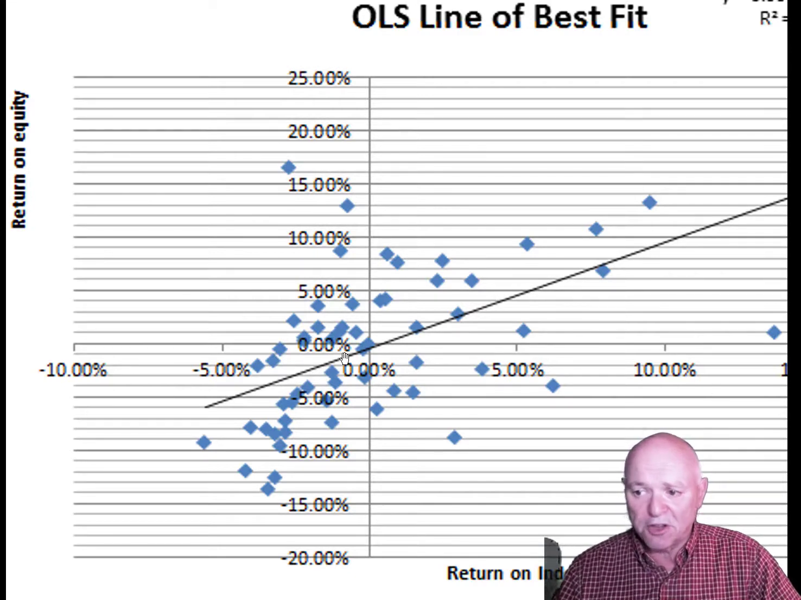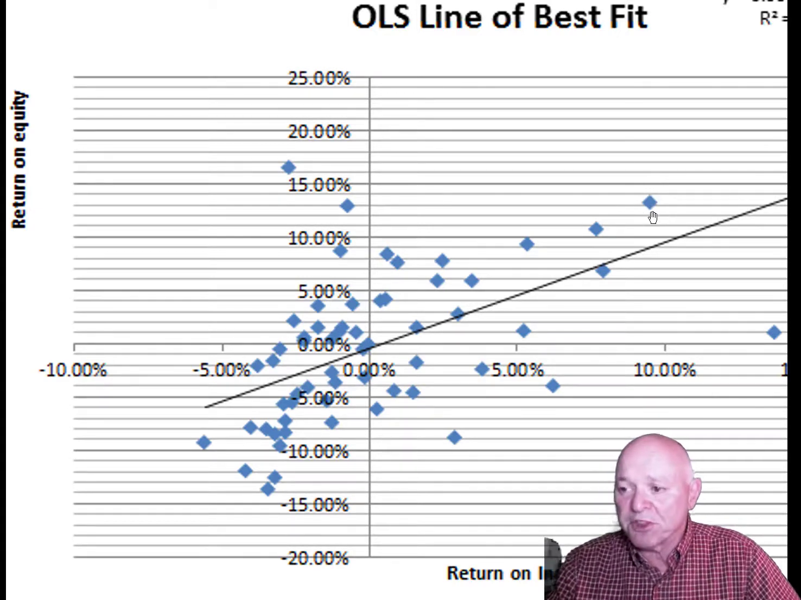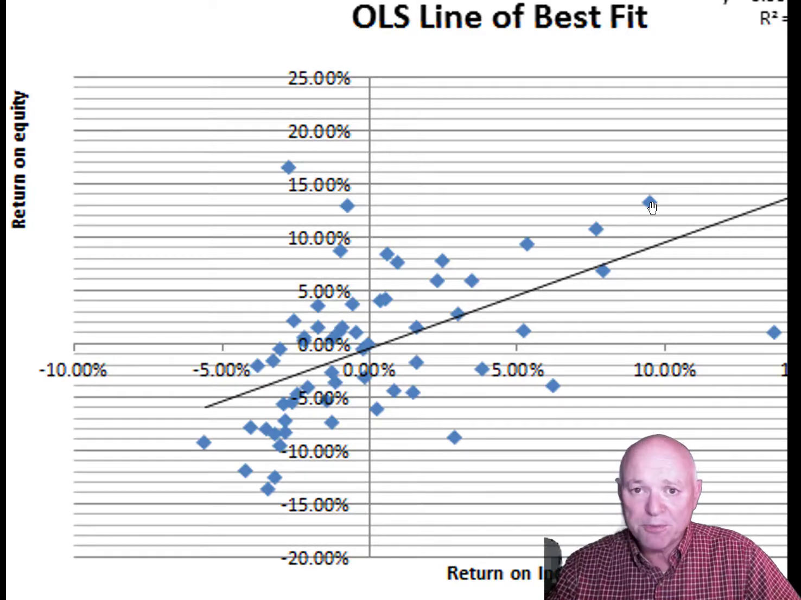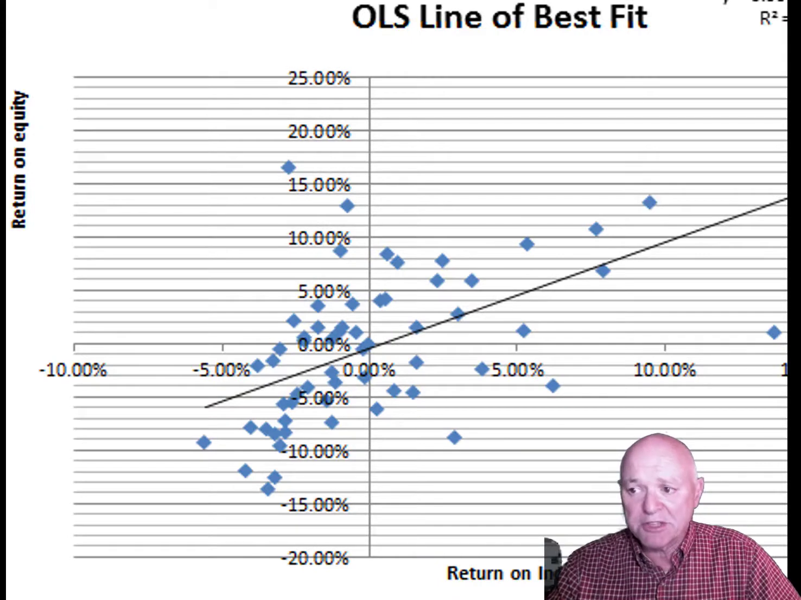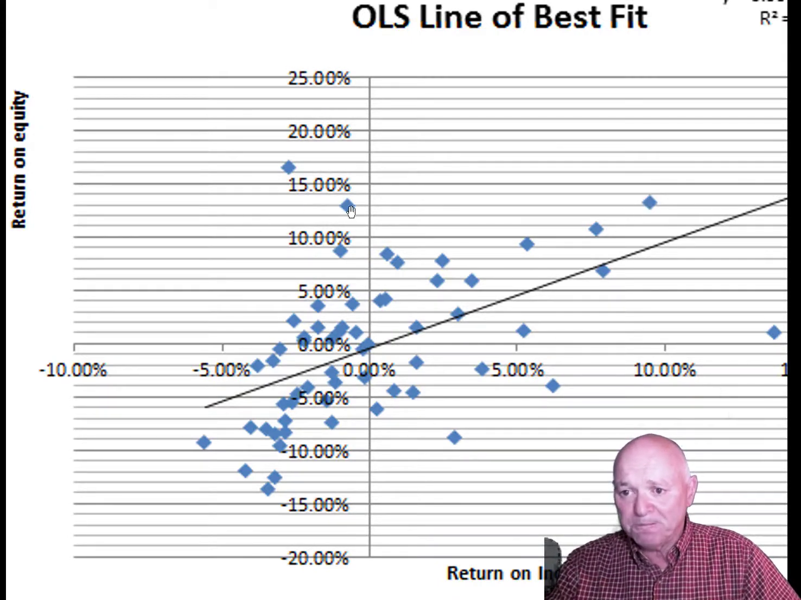So if you're over on the right-hand side, for example, in this dot that we see in the corner, that represents one monthly data point, and I don't know which month it was, but we had a return to the index of about 10%, a really great month in the index. The stock also did pretty well. You can see on this scale, the stock was at about 14%.